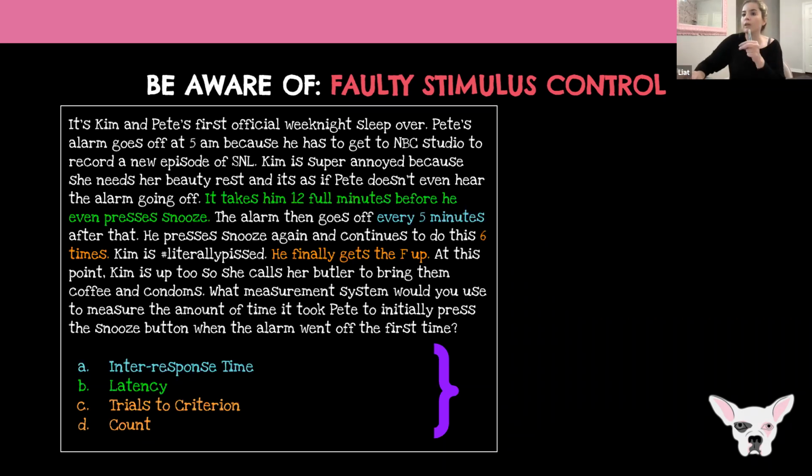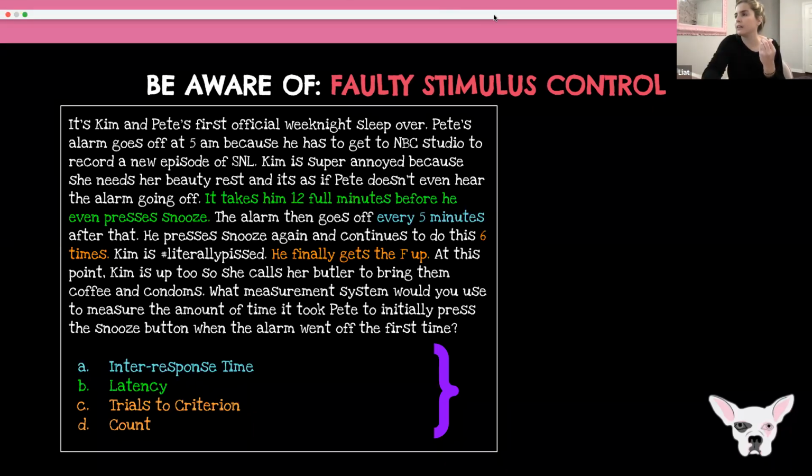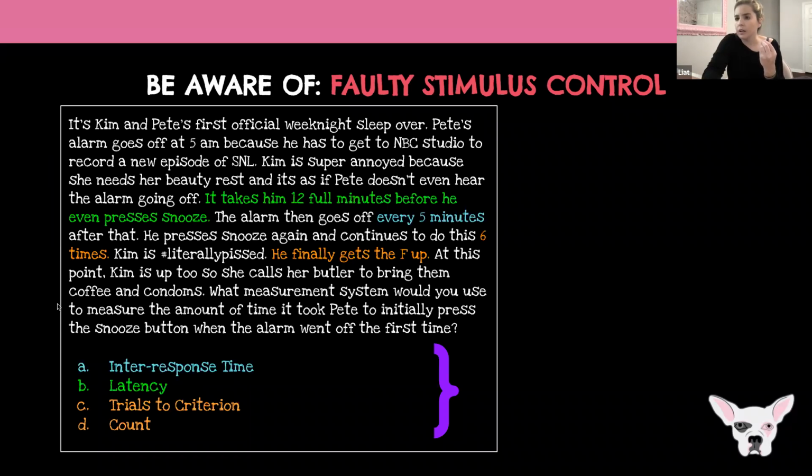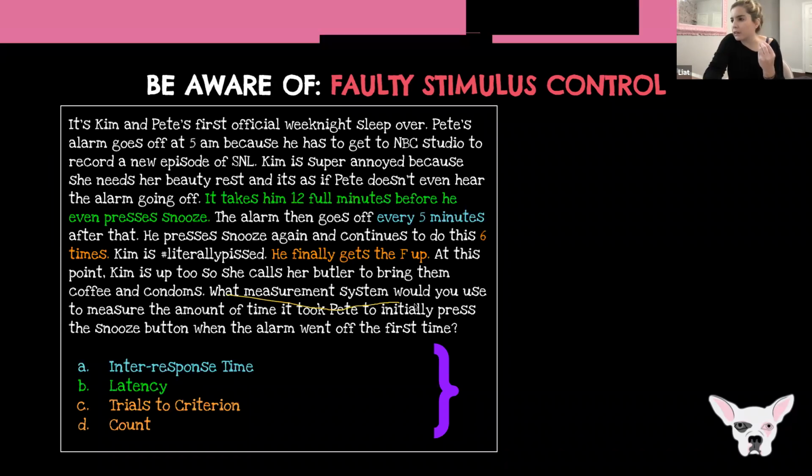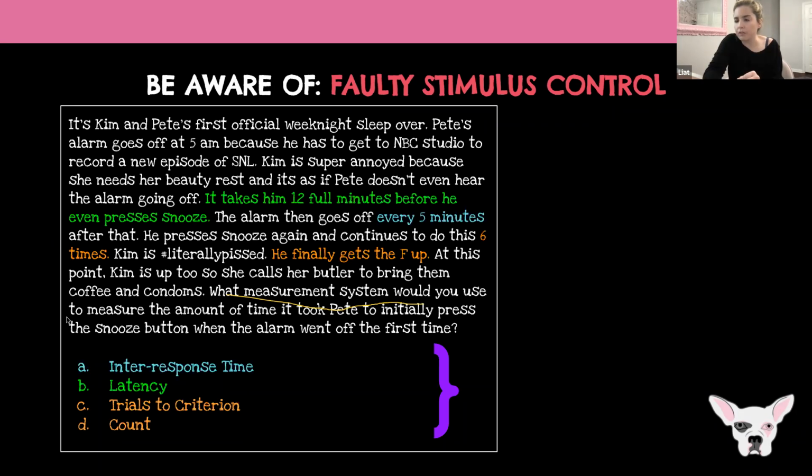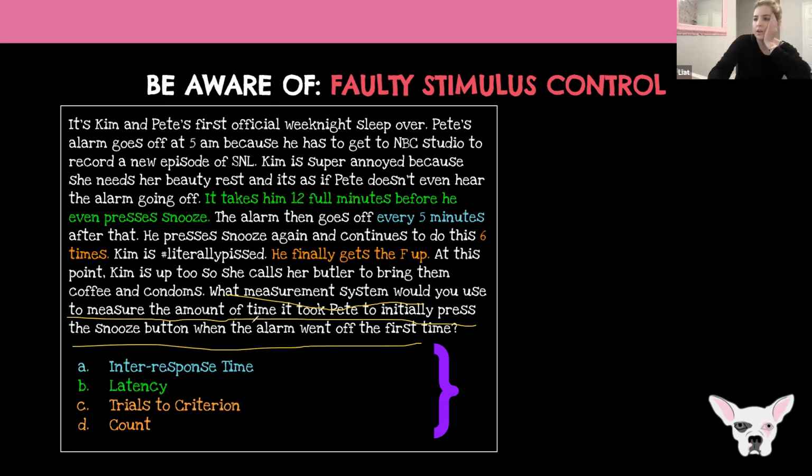So what should be controlling their response in this question is the final question that it's asking, which we said is, what measurement system would you use to measure the amount of time it took Pete to initially press the snooze button when the alarm went off the first time? Okay. You can also just go to the next slide because it's already highlighted instead of doing all that drawing. You're right, I could. Parsimony. Thanks, Rob.